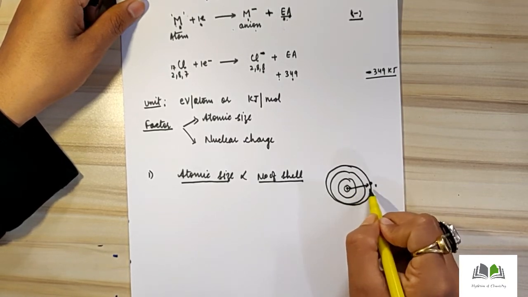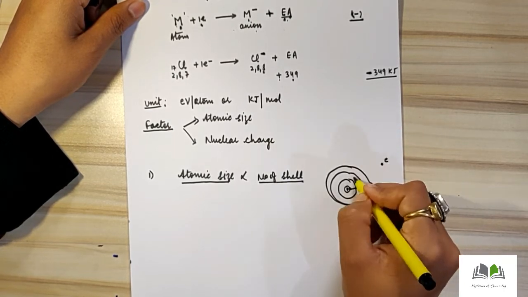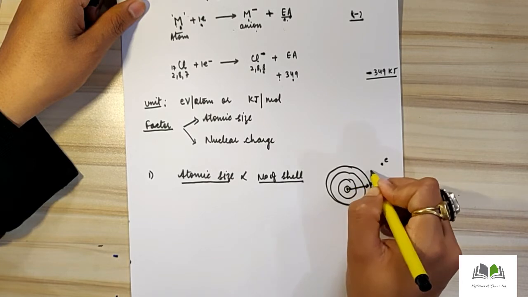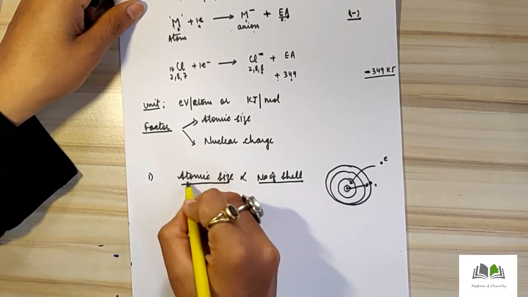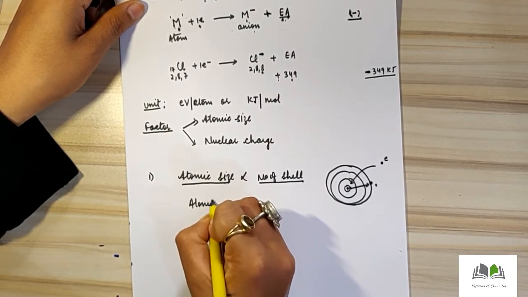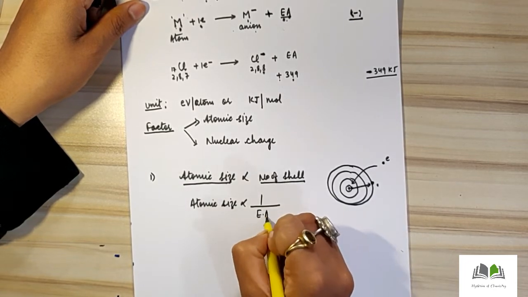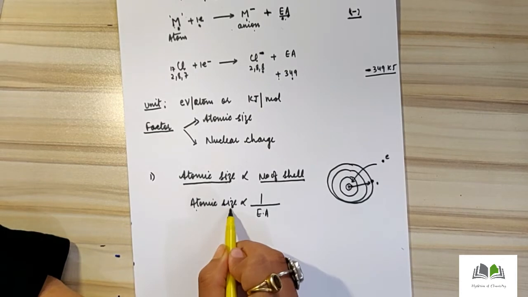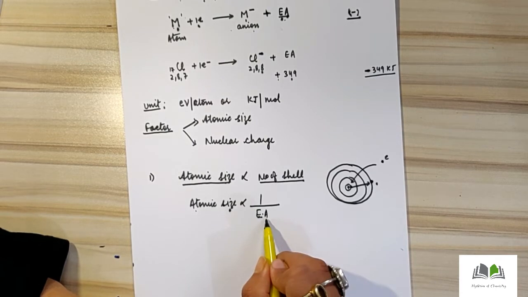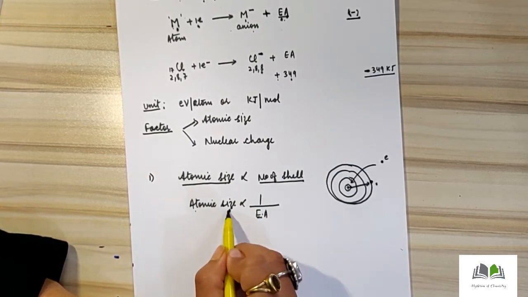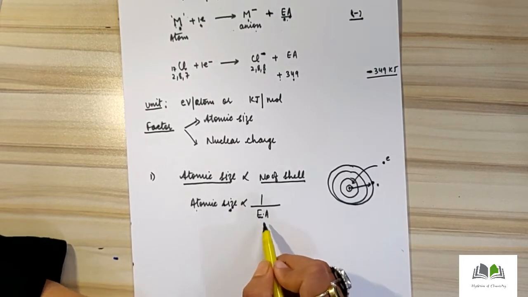And if attractive forces will decrease, then the electron which is coming from outside, or the extra electron which we want to add, will experience a lesser amount of force from the nucleus. Thus we can say that atomic size is inversely proportional to electron affinity. If the size of the atom will be larger, the electron affinity values will be less, and if the size of the atom will be smaller, the electron affinity values will be more. So they are inversely proportional to each other.